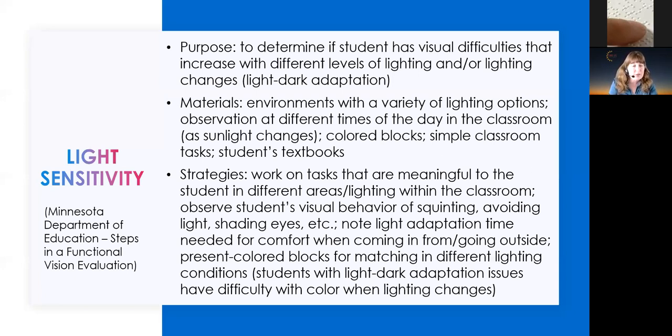Try and note if there's an adaptation time when they are coming in from a bright sunny day into a dim corridor. Do they have to stop and wait for their eyes to adjust more so than their sighted peers? What about if they're going outside? Florida is bright and sunny most of the time. Do they put a hand up? Do they block their eyes? Do they squint? These can all be signs that they're having difficulty with light sensitivity.